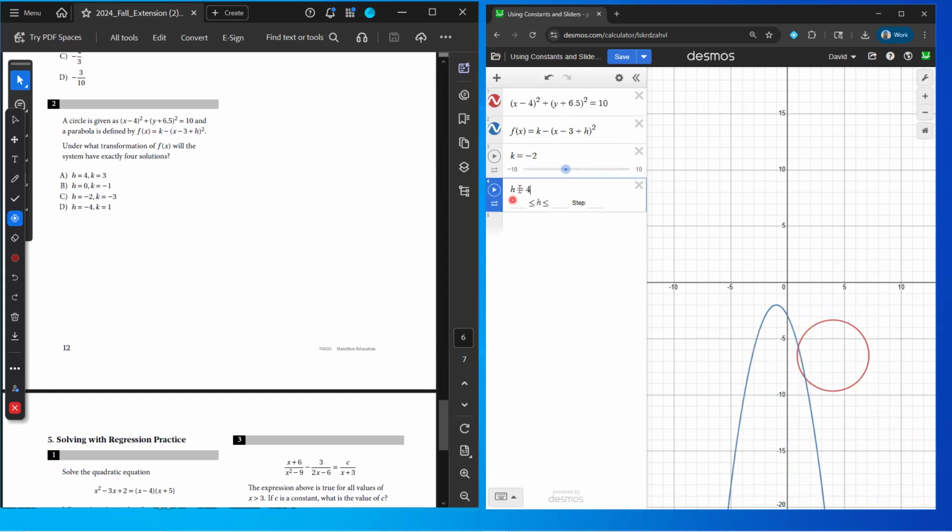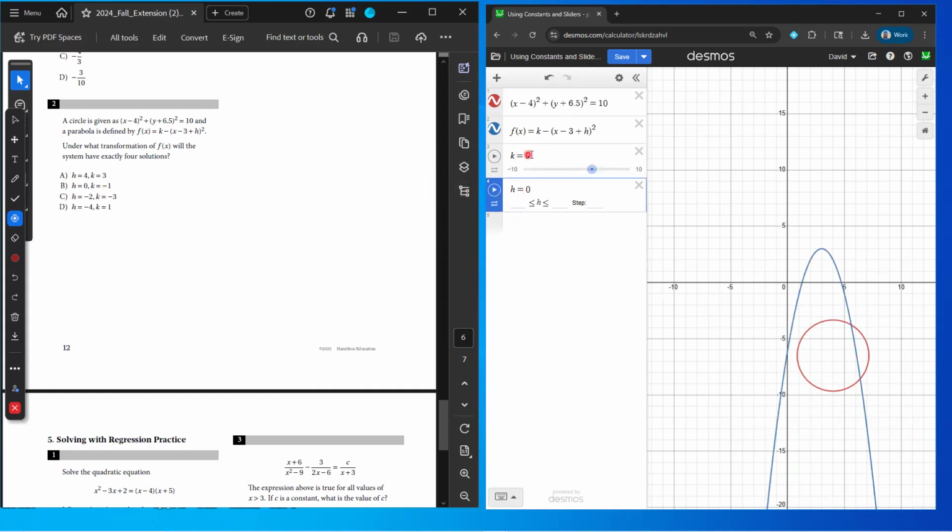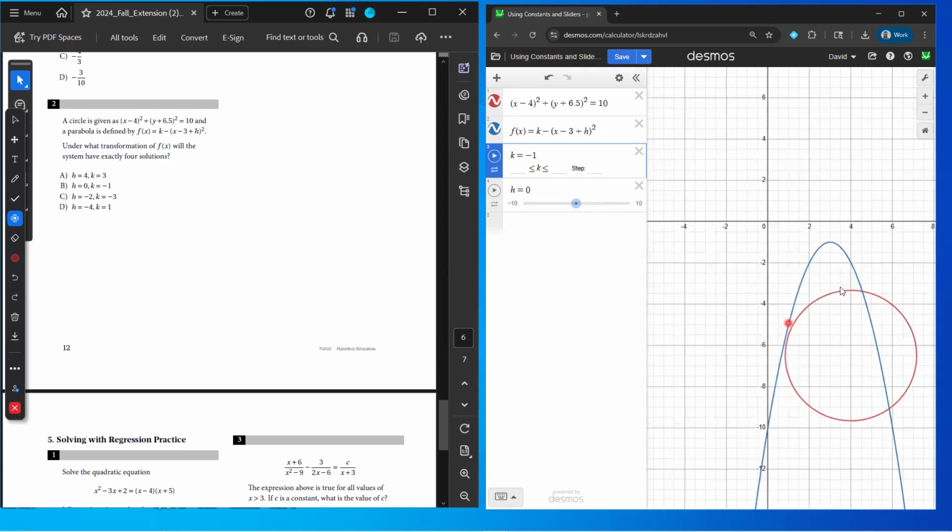So I type in 4 here and 3 here. Okay, that hits twice. So let's try the next one. Be careful though, because I have K first and H second. It's one of the things that you might type them in backwards, so keep an eye on what letters you're typing in. Ooh, that looks like almost 3 times, but still only 2.